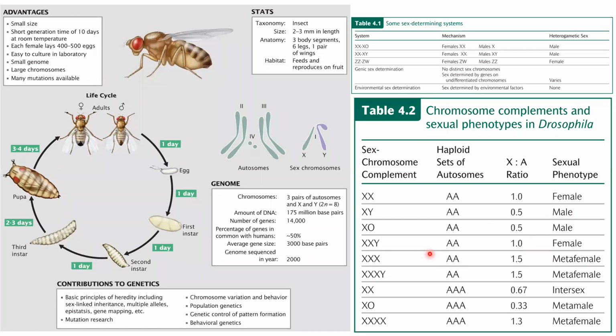And I had said that it is the ratio of the number of X chromosomes present in a set of sex chromosome and the number of autosomes present in a set of autosome, which actually determines whether the fly will be a male fly or a female fly. Now moving on to the next slide.